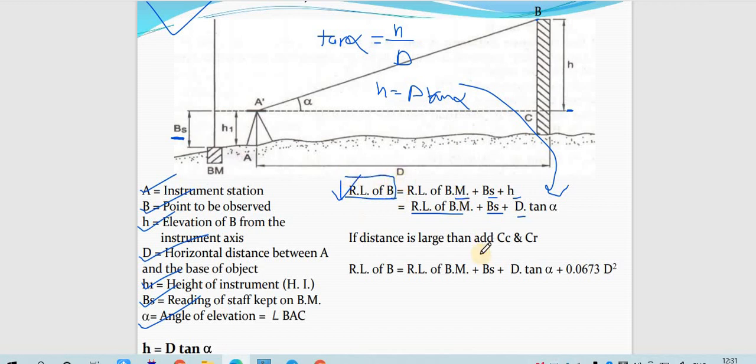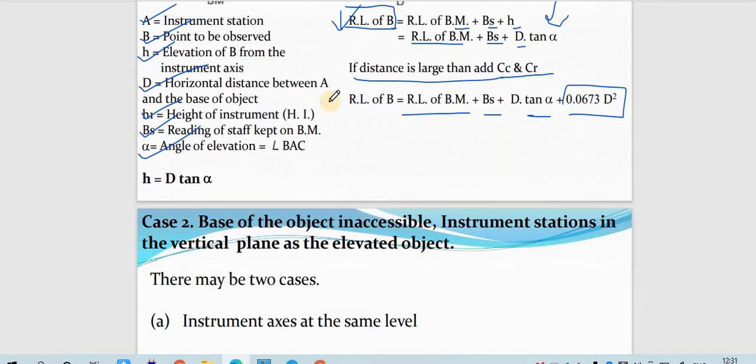Clear. If the distance is large, then correction for curvature and correction for refraction is added. Otherwise, if the distance is very small, we don't need to consider the curvature effect as well as the refraction effect. Suppose it is required, then what will be added? RL of benchmark plus BS plus D tan alpha plus 0.0673 D square. This will give you the RL of B.